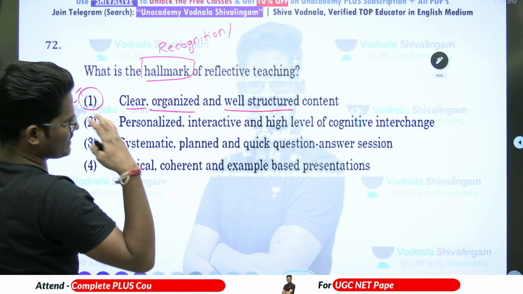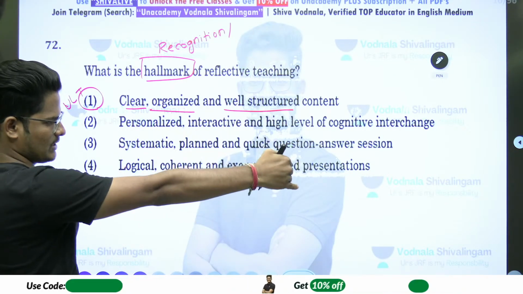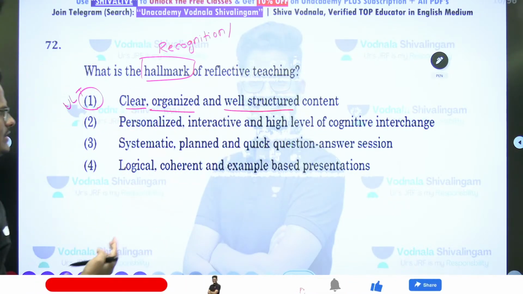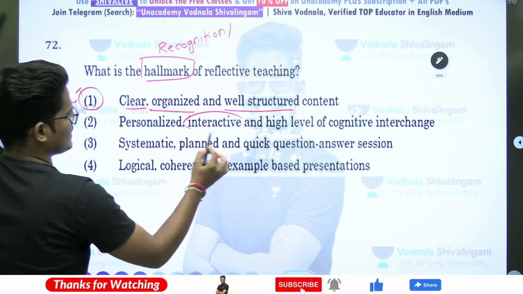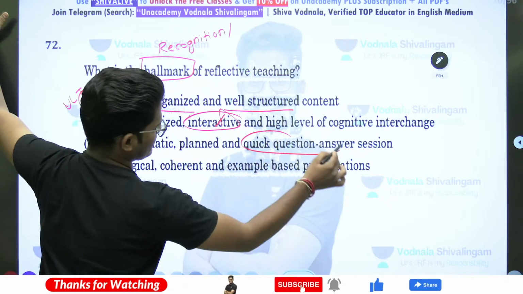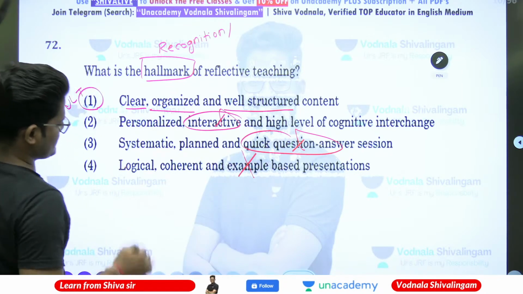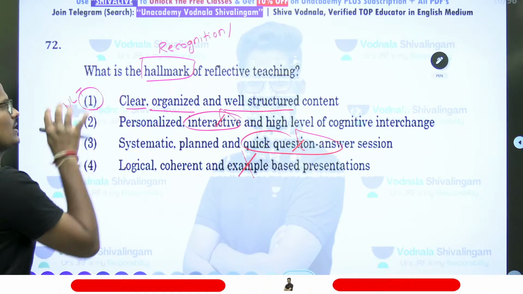In a research way only they will go, like research design and research literature review, after that sampling, data collection, data analysis, like that a sequence and structure will be there. Whereas in the remaining options, interaction is not going to be there, that is why this statement is wrong. And here question and answer is not going to be there, that is why this is wrong. And here logical, example-based is the understanding level of teaching, that is why we cannot say. So the answer is given as 1, and out of the available options, this is the appropriate one.